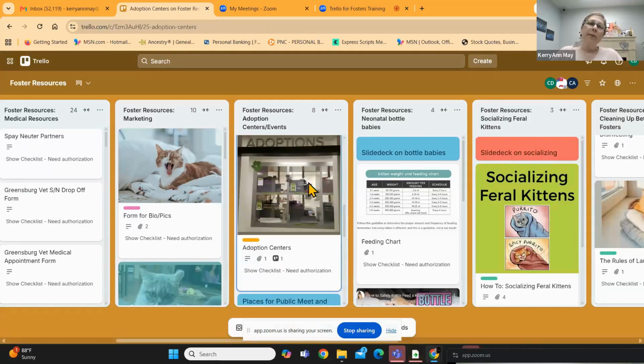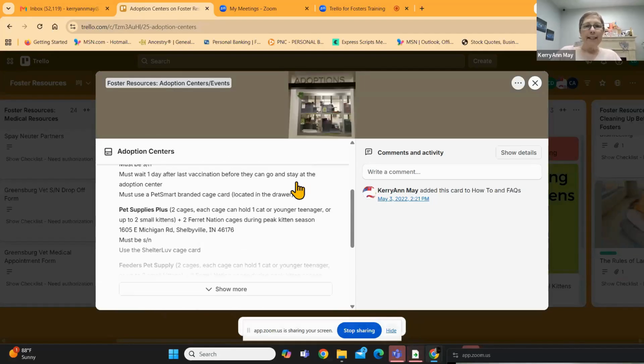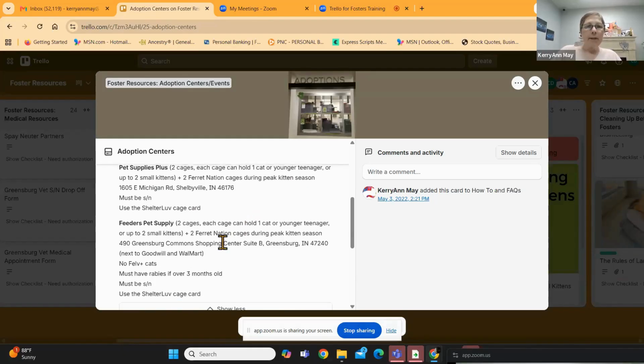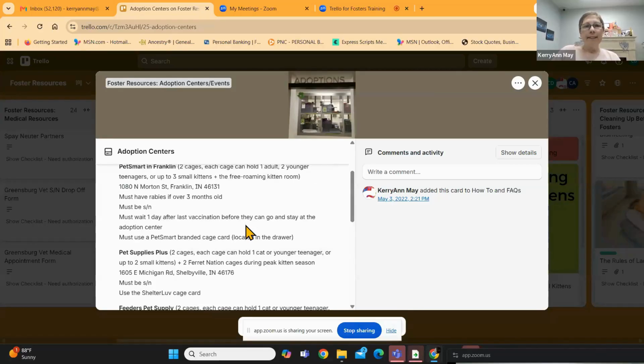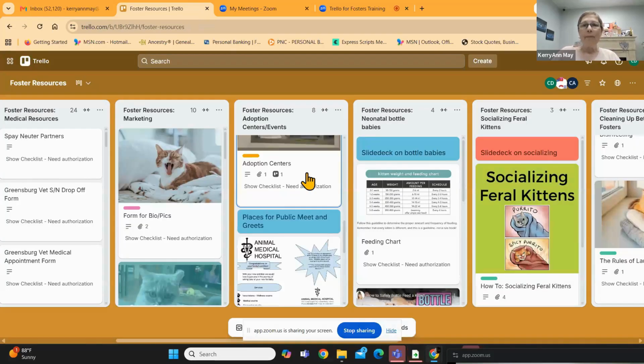And adoption centers. So we do have 3 adoption centers: PetSmart in Franklin, Pet Supplies Plus here in Shelbyville, and then Feeders in Greensburg. And there's some information about the size of the cages, what kind of cats can go there. The only really weird one is that Feeders won't allow feline leukemia positive cats, but we can have them at Pet Supplies Plus and PetSmart. And of course, FIV cats can go at all the locations. But that gives you an idea of the different adoption centers. And I encourage you to visit them so that you can see them.